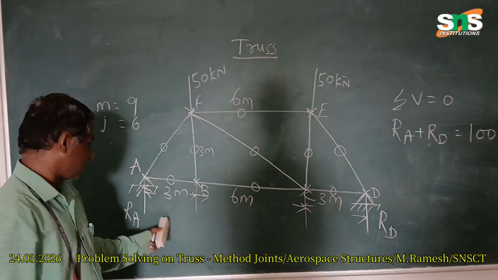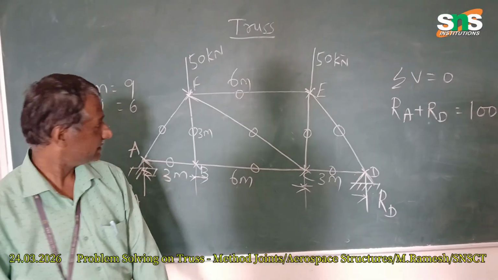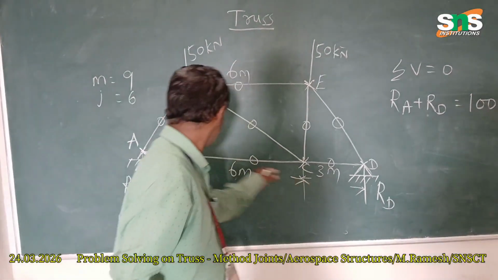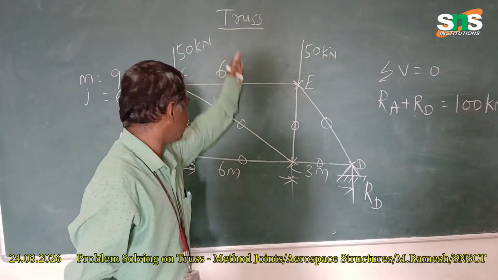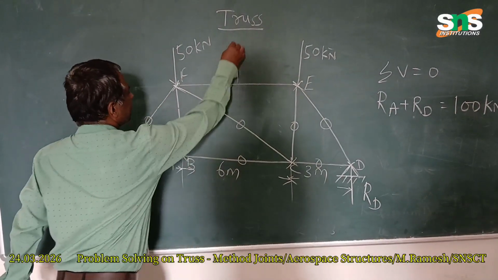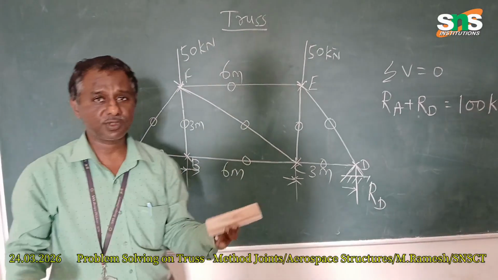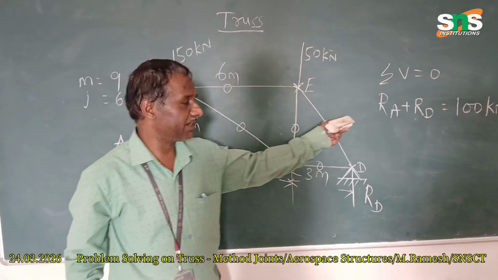But we can say that it is a symmetrical one. How can it be symmetrical? This is 3 meter, this is also 3 meter, and it is the same on both sides. If you make a cut here, the left and the right are both mirror images, similar. So you do not need to go for any other method.